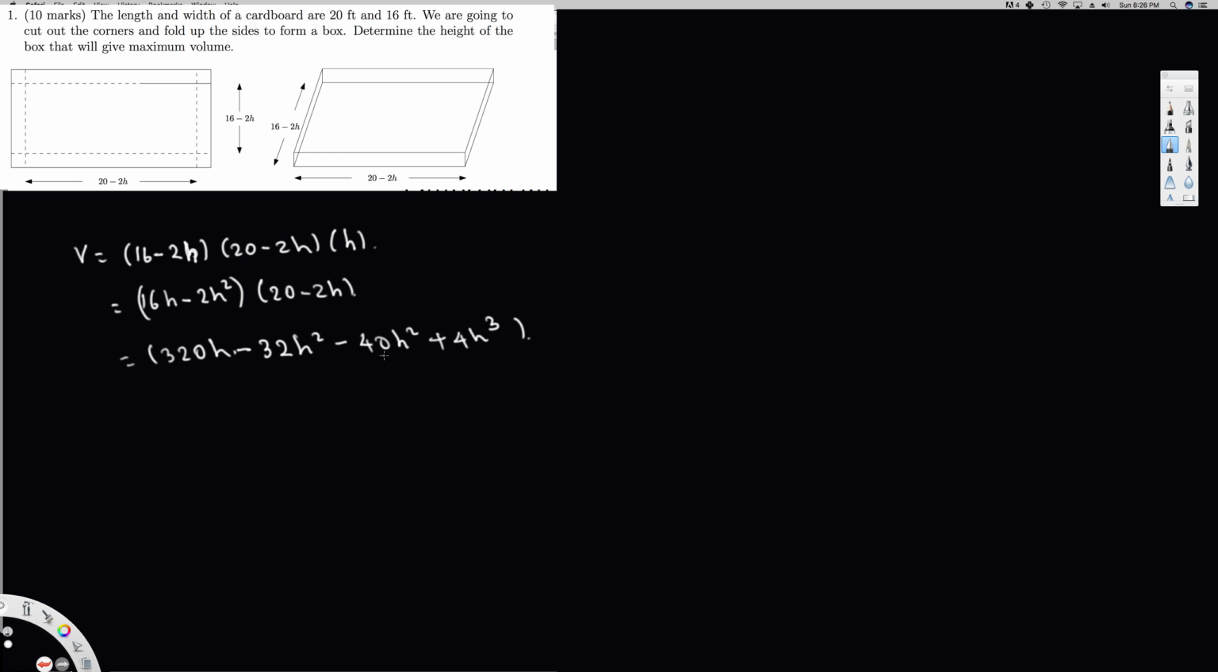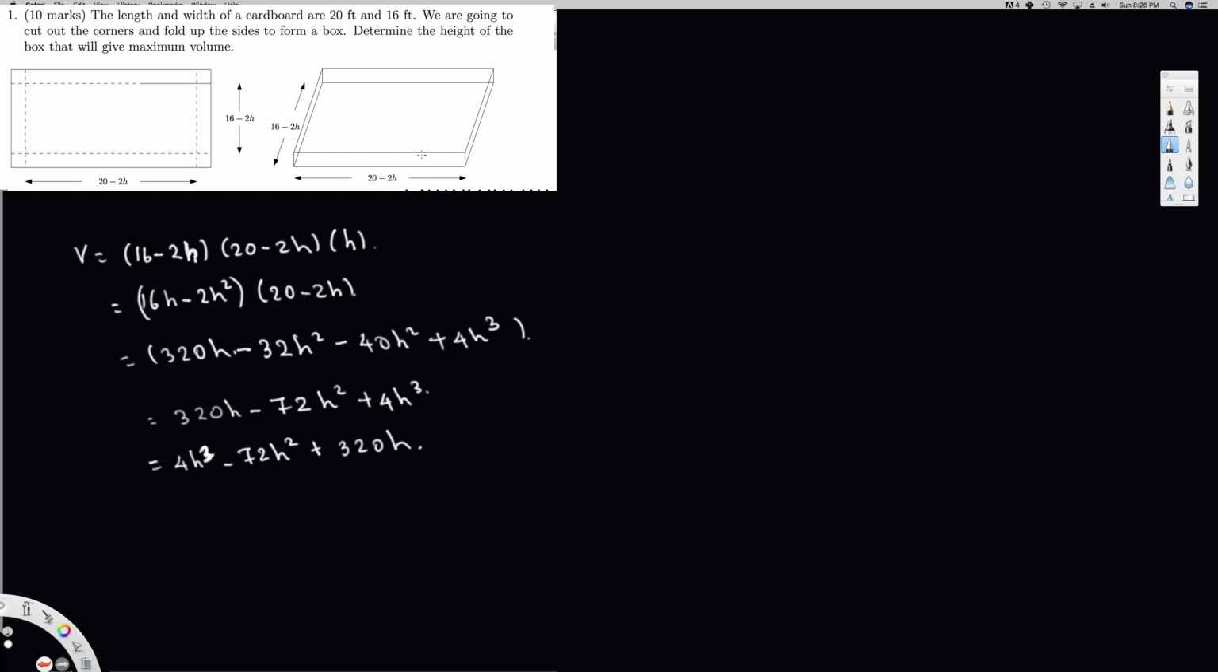Since we have minus 32h square and minus 40h square, I can add them together. So this is going to be 320h minus 72h square plus 4h cubed. Now I can rearrange this from the highest power to lowest power. So this is going to be 4h cubed minus 72h square plus 320h, and this is not the quadratic, it's the volume equation, right?